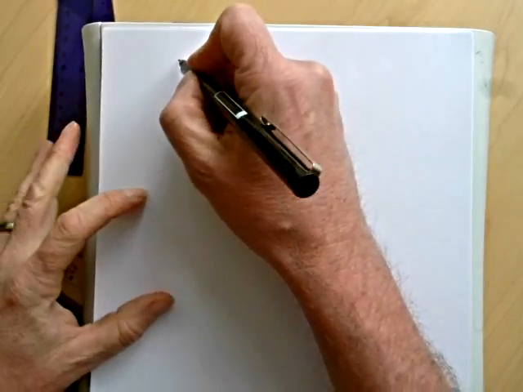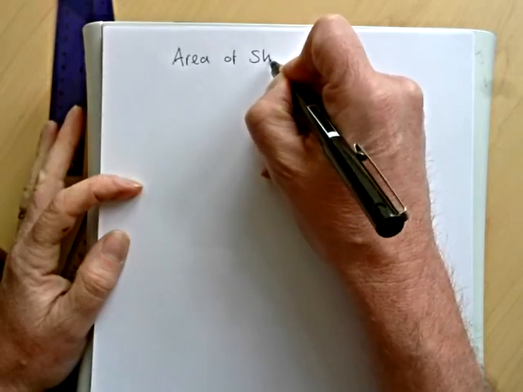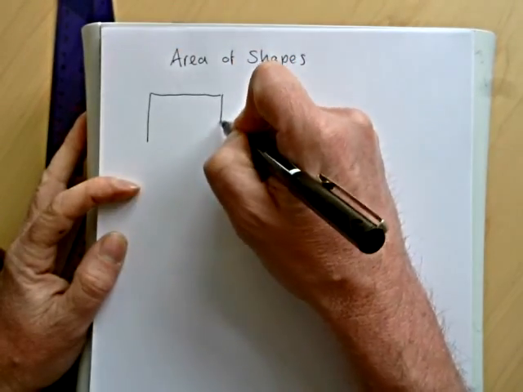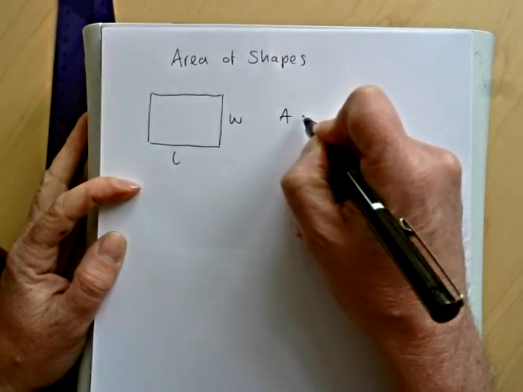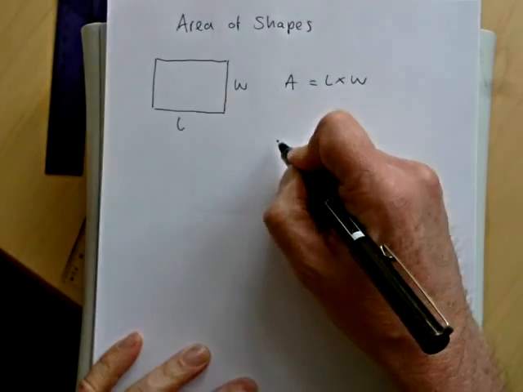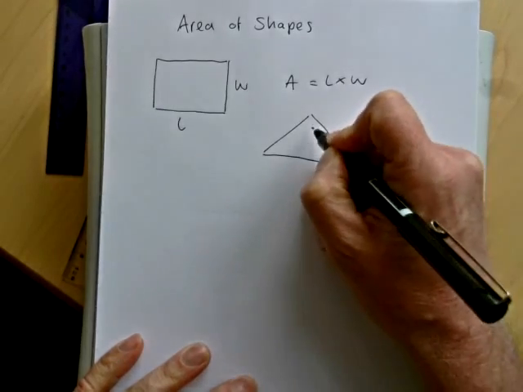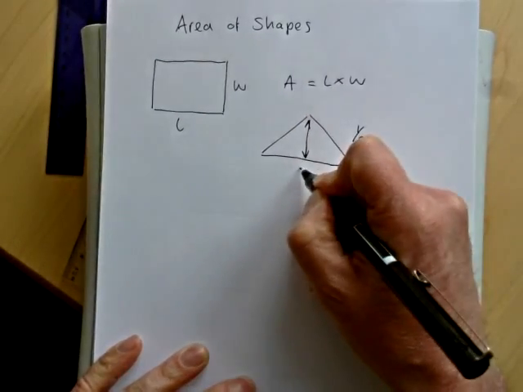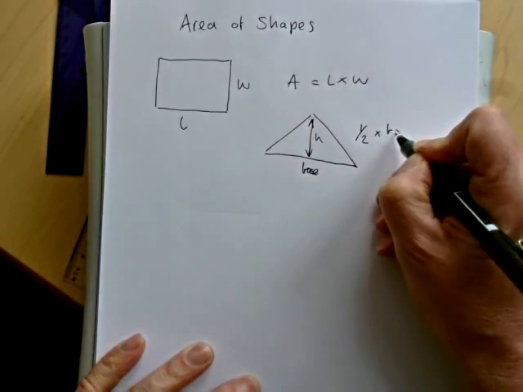So in this video we're going to look at area of shapes. Now in earlier videos I have covered the area of a rectangle, call that length and width. The area equals the length times the width. And we also covered the area of a triangle. And we said the area is half of the base times the height, so half of base times height.